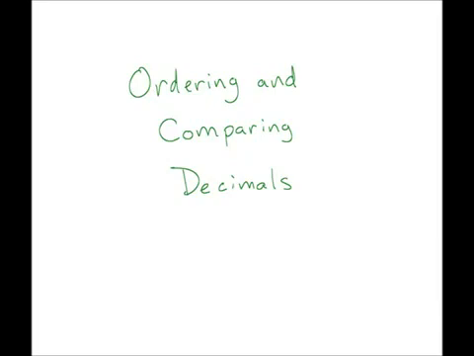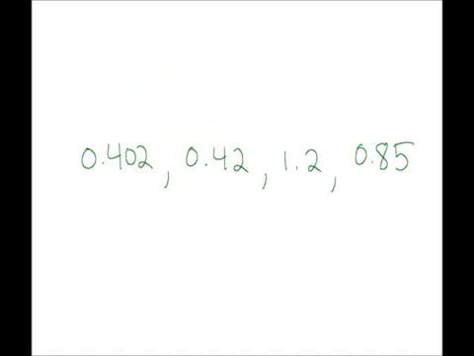Ordering and comparing decimals involves looking at different numbers to compare them to see which ones are smaller or larger. We'll do that by comparing their place values. Here are 4 different numbers. I want to compare them, and I want to see which is the smallest and which are the largest. I'm going to put them in order from smallest to largest.